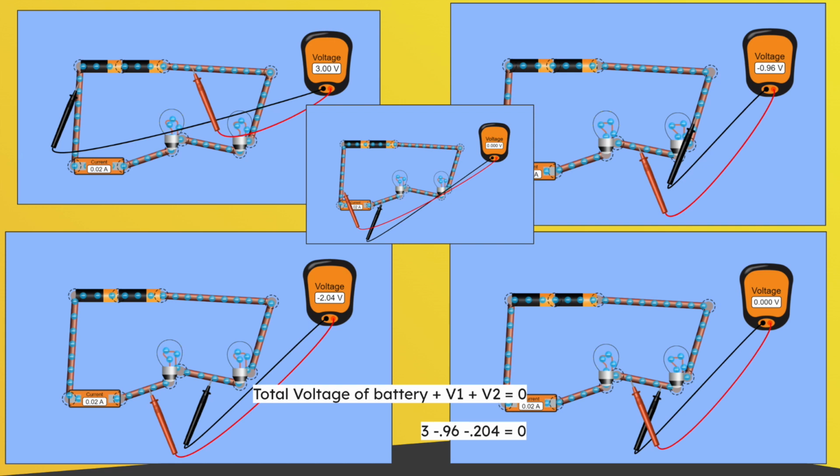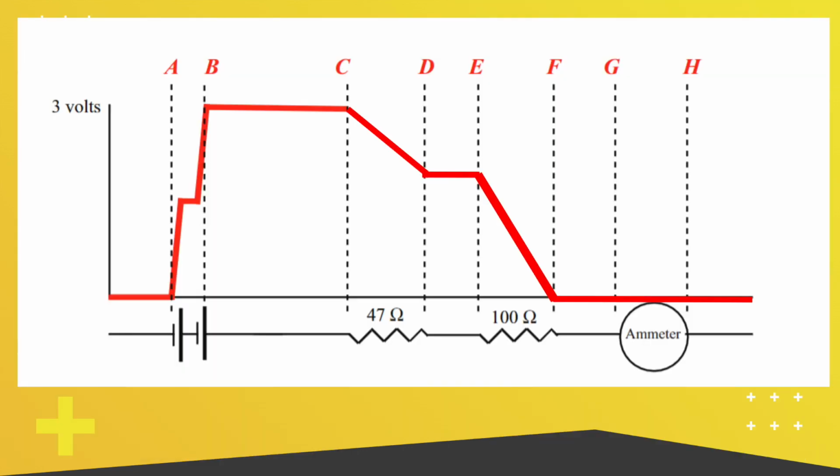Furthermore, the voltmeter placed at any other points along the circuit reads 0 because there is no change in potential energy because there is no resistance. Here's a graph of the potential difference across the circuit, starting out at 3 volts, which is the EMF from the battery. The graph goes down slightly over the 47 ohm resistor and goes even steeper over the 100 ohm resistor until it reaches 0, which is also in accordance with the loop rule.